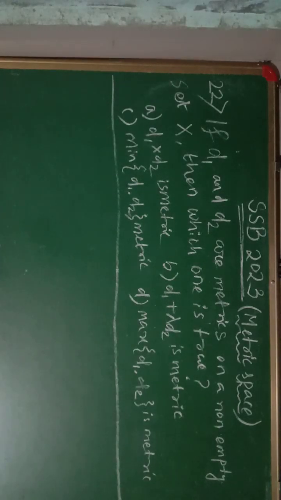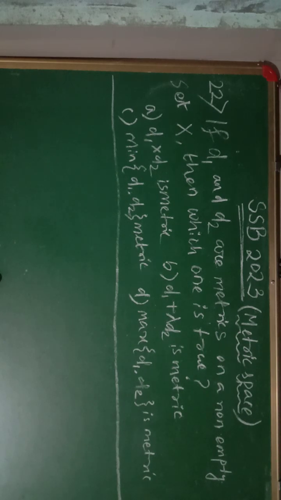This is the question of SSB 2023 metric space. Question number 22. If D1 and D2 are metrics on a non-empty set X, then which one is true? We have to verify which option is correct.